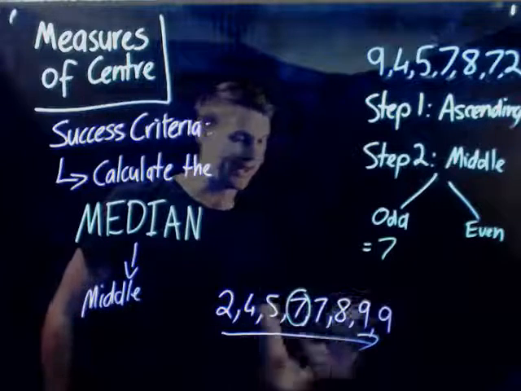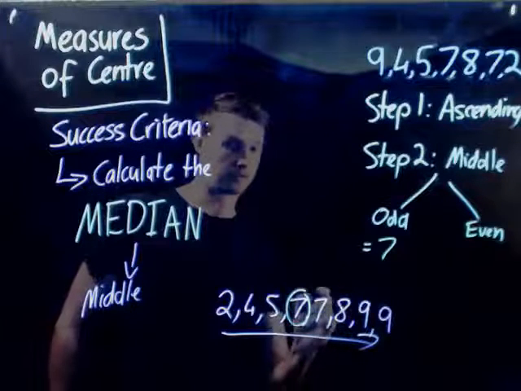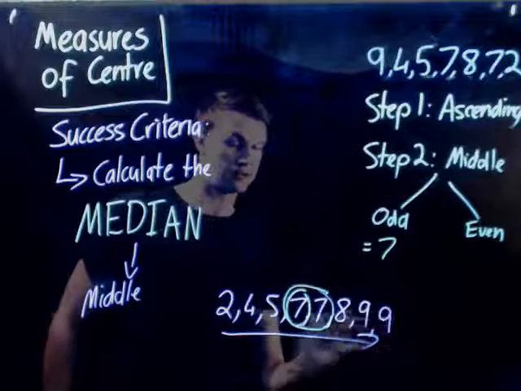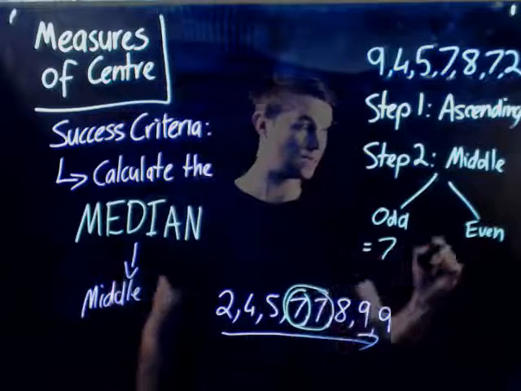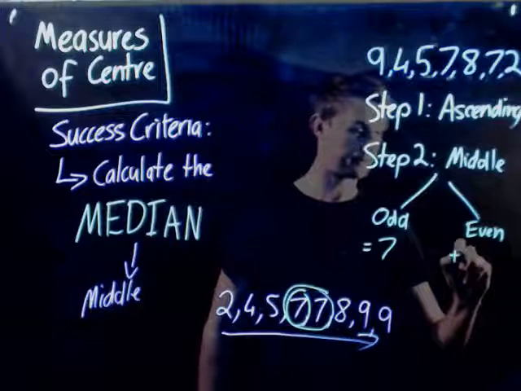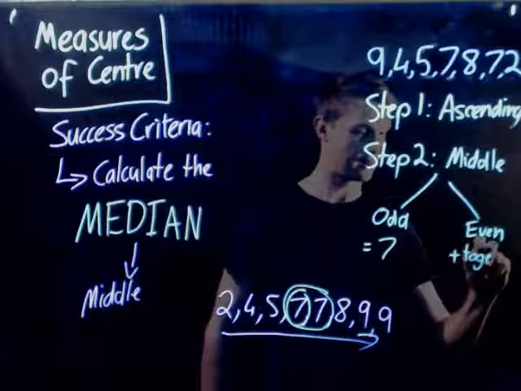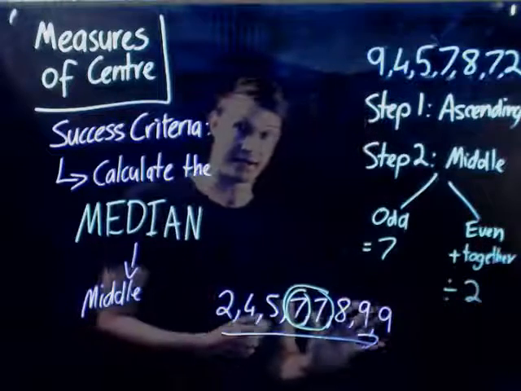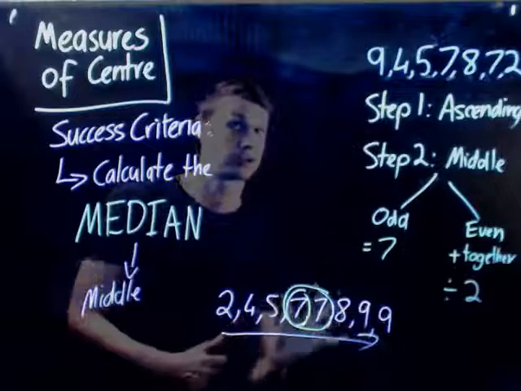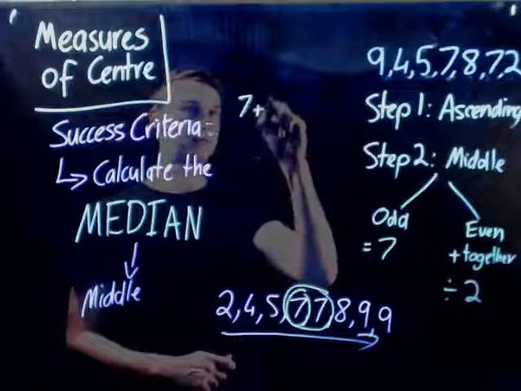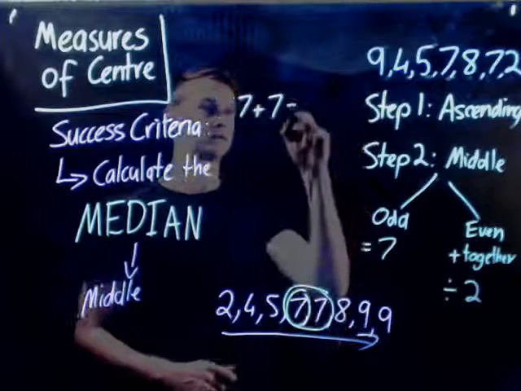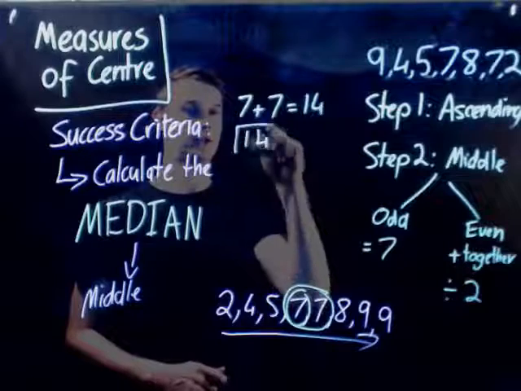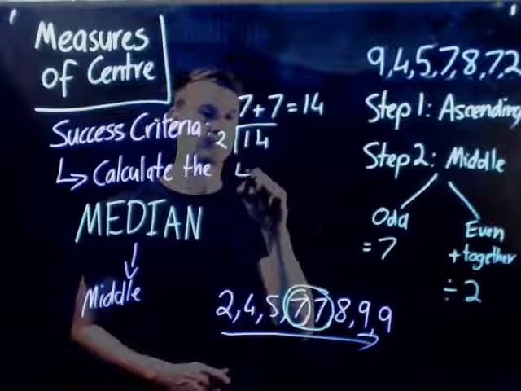In this case, we've got 8 numbers, so the 4th and 5th are the middle numbers here. These are the 2 middle ones here, 7 and 7, with 3 that way and 3 that way. So what you do then is you add them together and then you divide by 2. So we've got our even number here, we find the 2 middle numbers. Here we have 7 plus 7, so we add them together and it equals 14. Then we divide that by 2, so 14 divided by 2 equals 7.